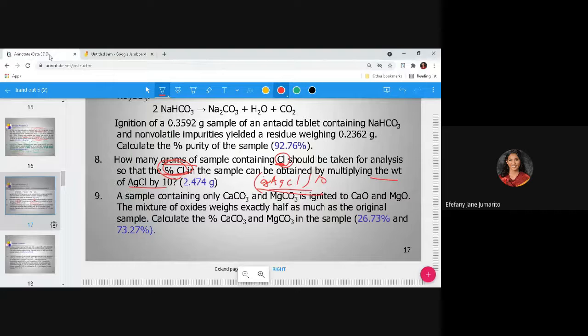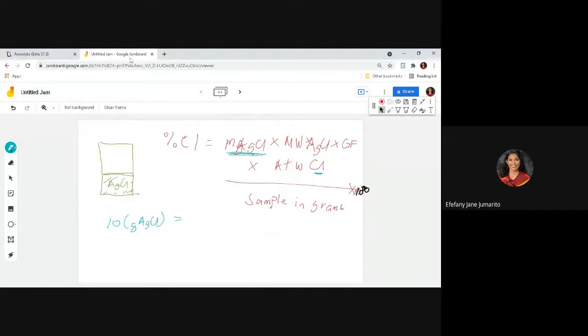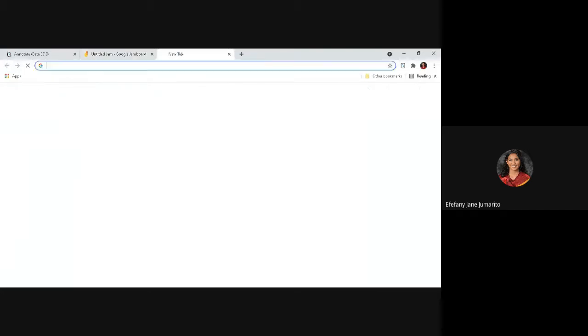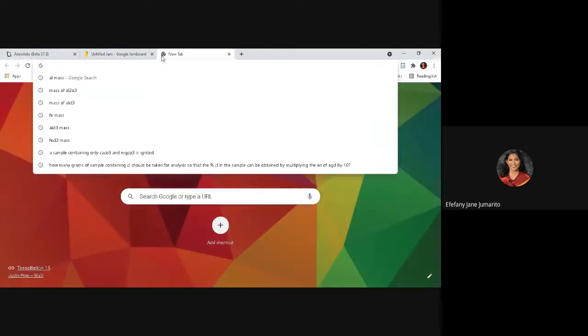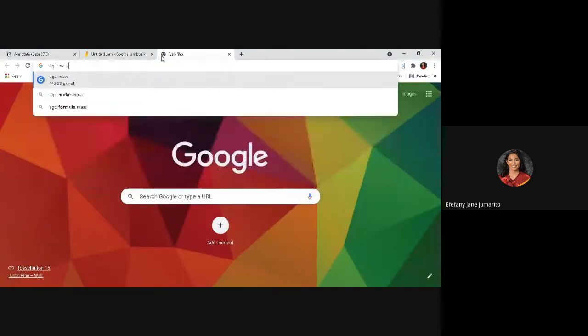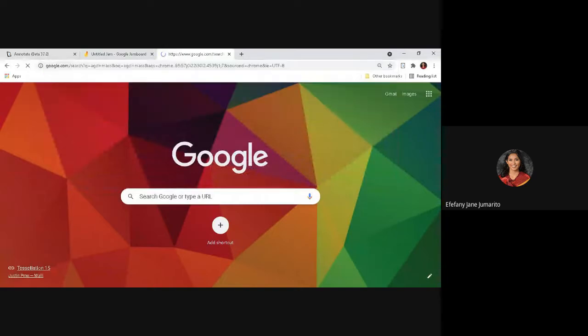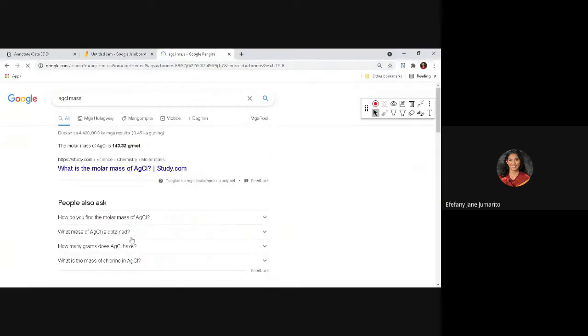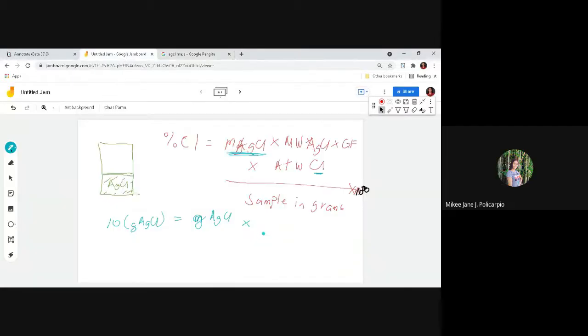So percent Cl is 10 times the grams of AgCl, which is equal to the mass of AgCl. Are we given the mass of AgCl? No, we're not given the mass of AgCl. So we will write grams of AgCl times the molecular weight of your AgCl. That's 143.32 grams per mole, ma'am.